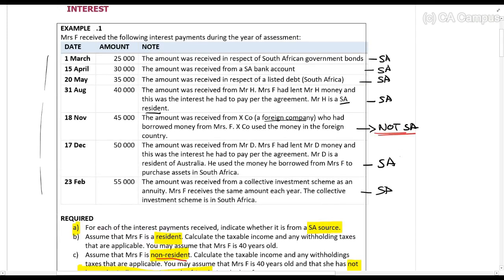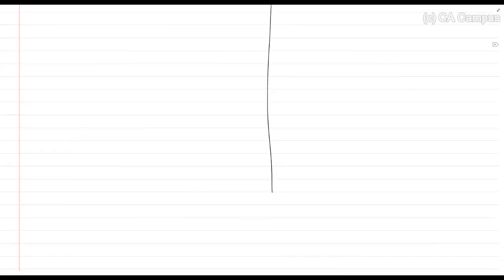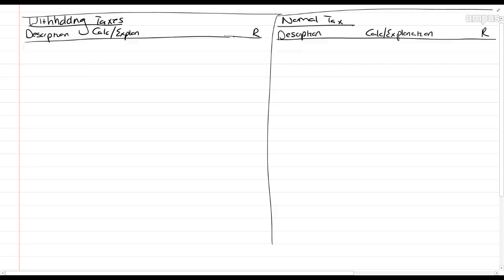So the first thing we do is that 25,000 rands from South African government bonds. That is from a South African source, so it must go into gross income. Right, what is that date there? 1 March. So 1 March, that's the interest. 25,000 rands.